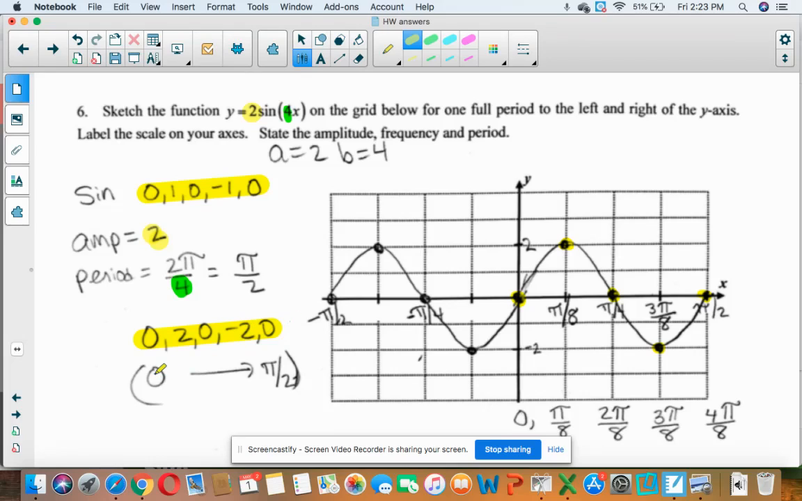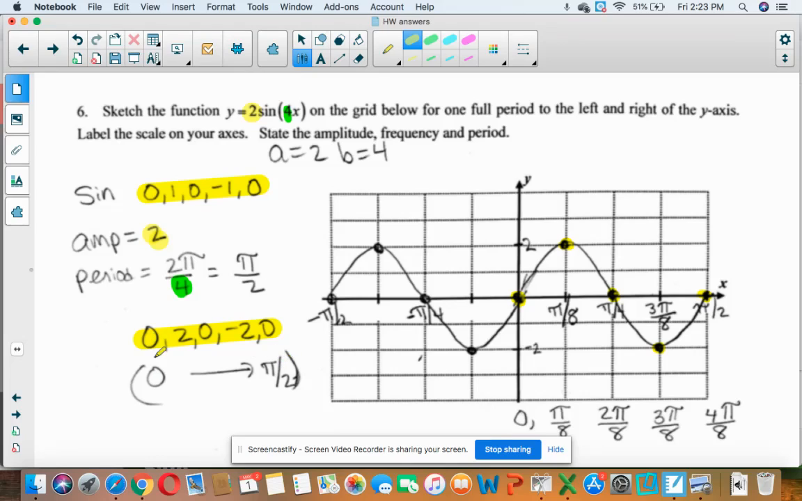Now, where are those critical values going to occur? That is the period. On this particular graph, I've highlighted in green, my frequency B is 4. So 2 pi over B is the period. 2 pi over 4 means this period is pi over 2. So I'm going to have one full sine wave between 0 and pi over 2.